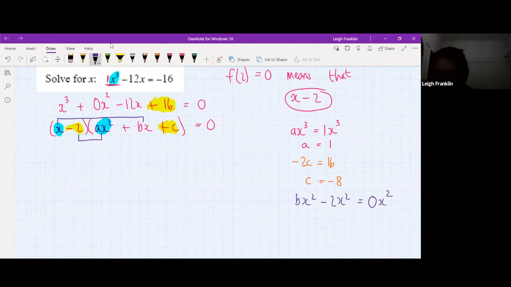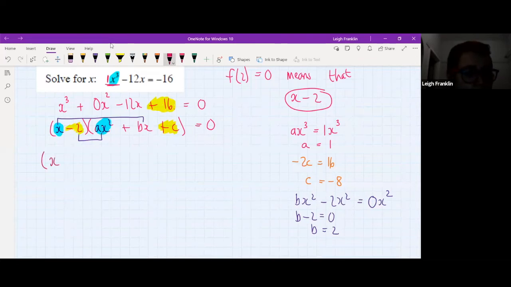And once we have this, we can drop the variable and work with the coefficient. So what I mean by that is b minus 2 equals 0. And now we can work out that b is equal to 2. Right, and that is the easiest way for you to be able to factorize this.